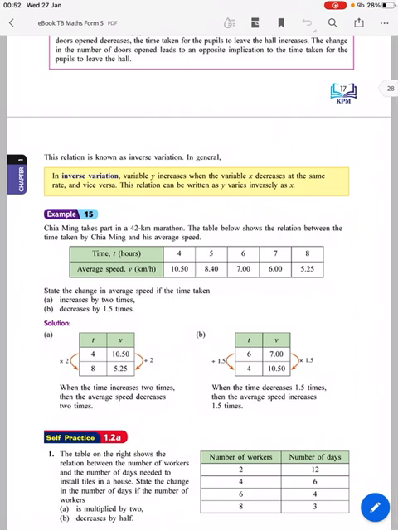State the change in average speed if the time taken increases by 2 times. When the time taken increases by 2 times, what happens to the average speed? The average speed decreases because the time taken increases. It's opposite. So if the time taken decreases by 1.5 times, the average speed increases 1.5 times. Look at the table.